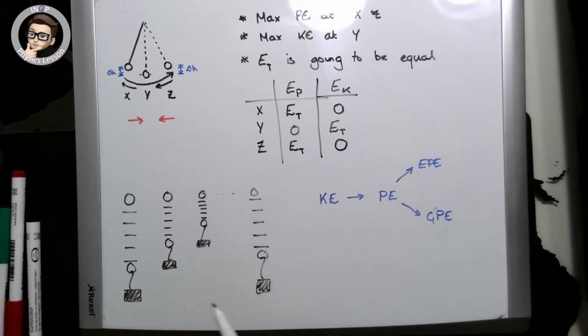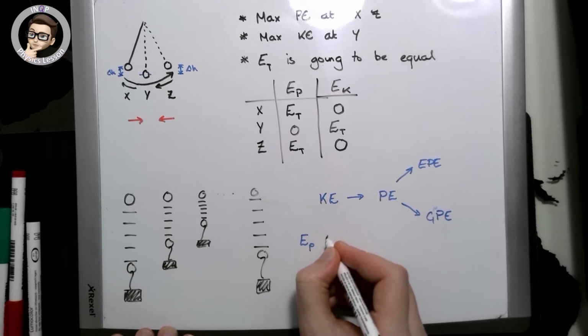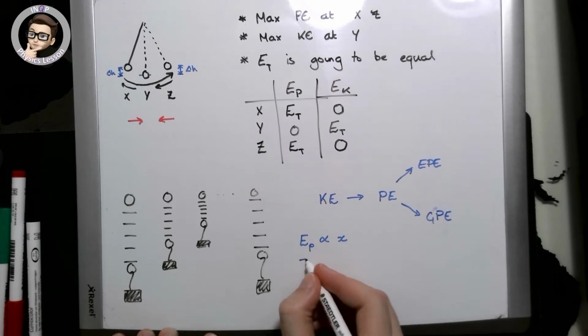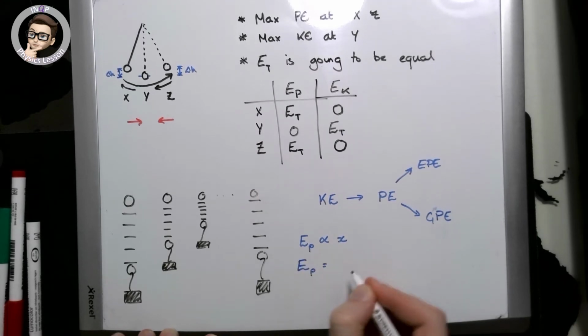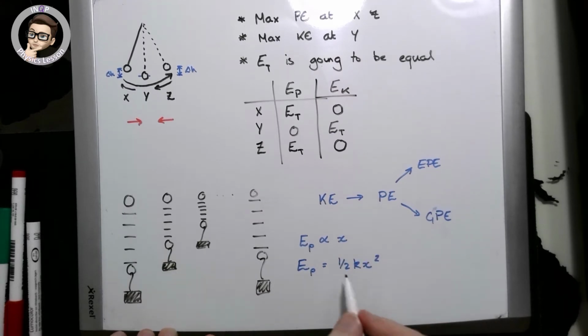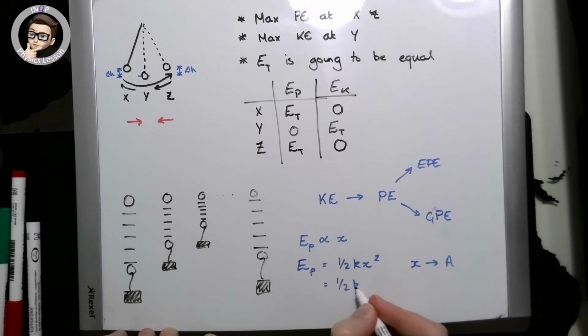Now we know that the energy is going to change with the displacement. So EP is going to be proportional to x. And in fact, from your GCSEs, you remember, hopefully, that the elastic potential energy is 1/2 k x squared, where k is your spring constant. So the maximum potential energy must be when the displacement is maximum. So when x becomes A, we end up with 1/2 k A squared, where A is the amplitude.